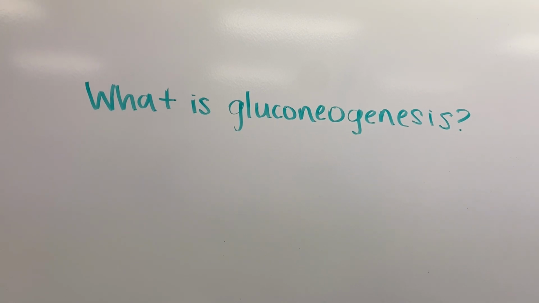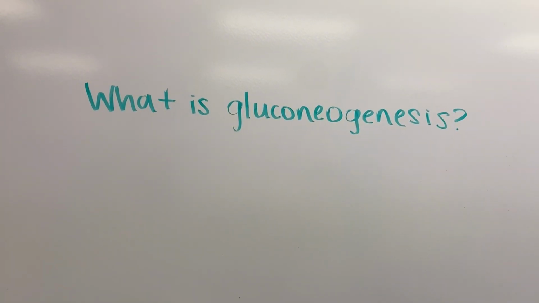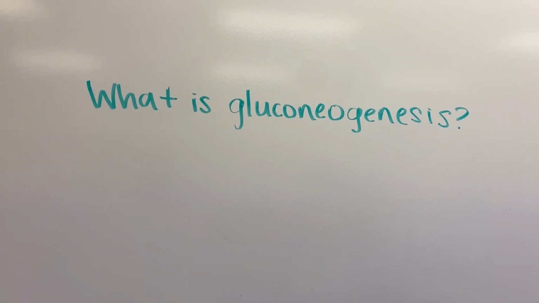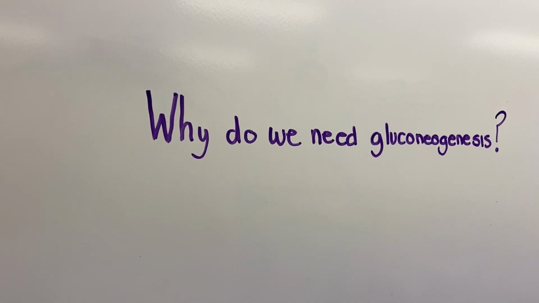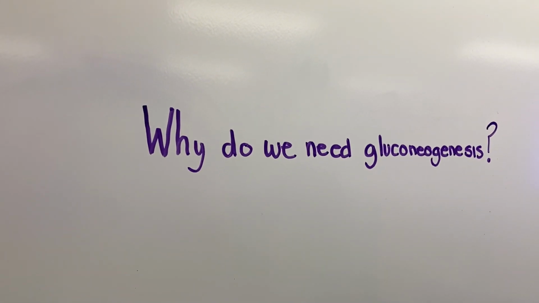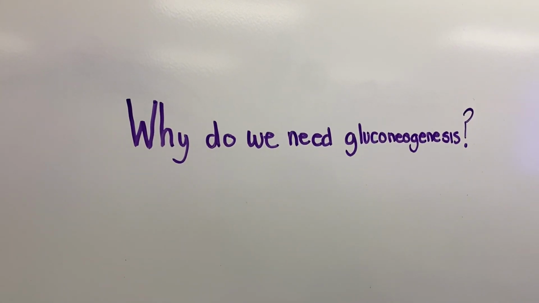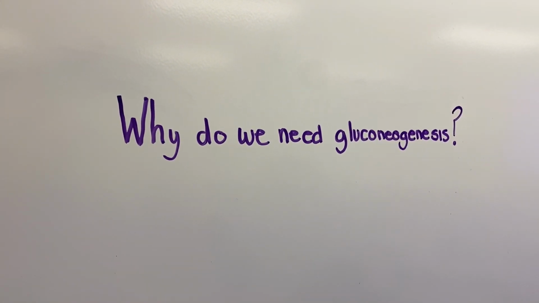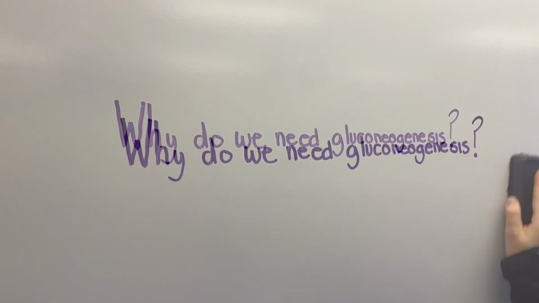Gluconeogenesis. It is the process that allows the body to form glucose from non-carbohydrate sources like lactate, glycerol, and amino acids. Why do we need gluconeogenesis? Our bodies increasingly use gluconeogenesis when our stored carbohydrate sources and blood glucose decline. So the more we starve, the more we rely on gluconeogenesis.